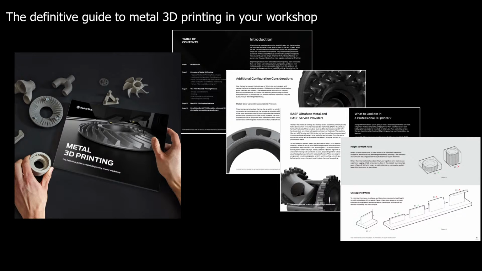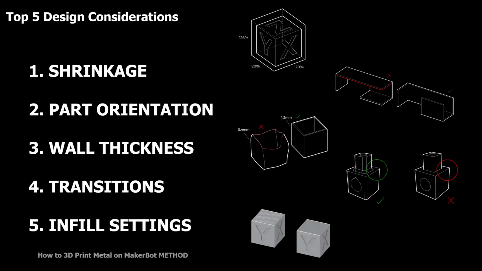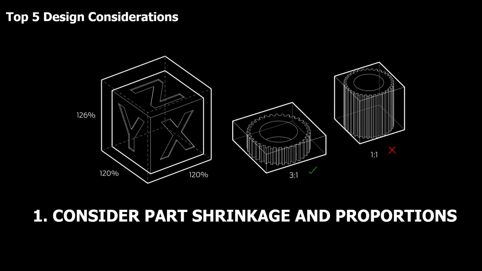So if you go to the Makerbot website, you'll find that they have an entire guide for metal 3D printing. And in that guide, it's going to give you a lot of really helpful info. But the highlights include the following 5 things. You're going to have to redesign your part just a little bit for shrinkage, part orientation, wall thickness, transitions, and then even some infill settings if you'd like. So the part actually shrinks. So basically you're going to print it 20% bigger, but in the Z direction, it's actually 26% bigger.